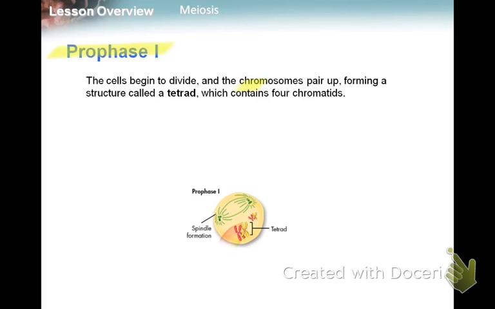Homologous chromosomes pair up, forming a structure called a tetrad, which contains 4 chromatids. You can see it right here. That's a tetrad. The homologous chromosomes line up next to one another.